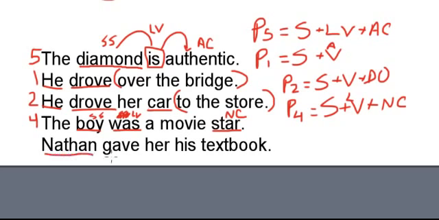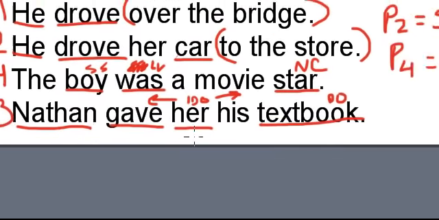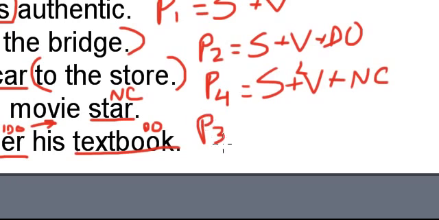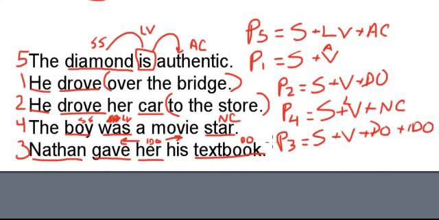Nathan, subject, gave, verb. Gave what? What did he give? He gave his textbook, so that must be my DO. Who received my textbook? Her. He gave her his textbook. And that IDO, look at it, it's appearing right between the verb and the DO. So that must be pattern number 3. P3 equals subject plus verb plus DO plus IDO. So it has all of those things.